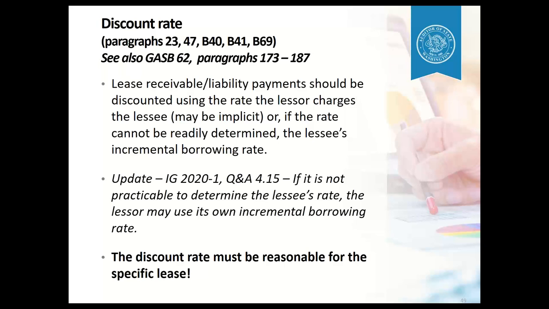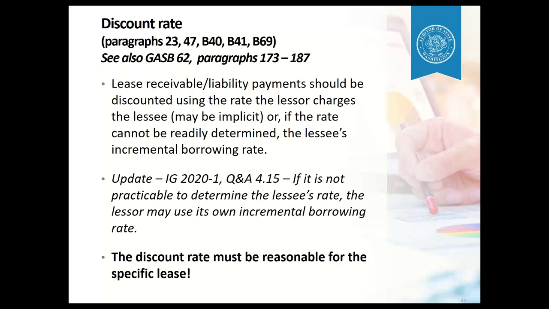The lease receivable or the liability payments should be discounted using the rate the lessor charges the lessee. Now that may be implicit in the contract because honestly, how many leases have an interest rate written in the contract? Or if the rate cannot be readily determined, the lessee's incremental borrowing rate. So you can imagine, you're the lessor. How in the heck do I know what the lessee's incremental borrowing rate is? There's no rate written in the contract. I can't really figure out an implicit rate.